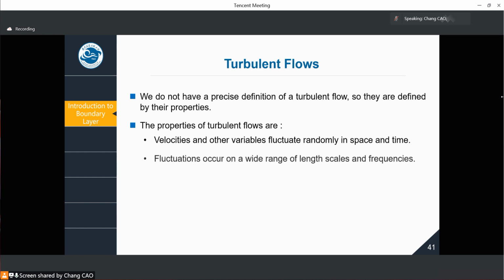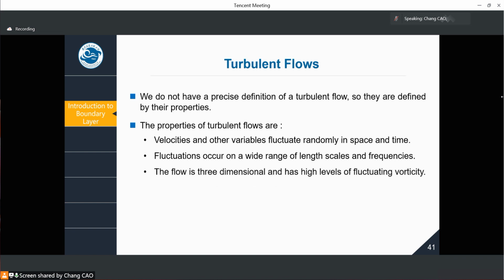The second property is that fluctuations occur on a wide range of length scales and frequencies. Right? So that's the second characteristic. The third characteristic or property is that the flow is three-dimensional and has high levels of fluctuating vorticity.